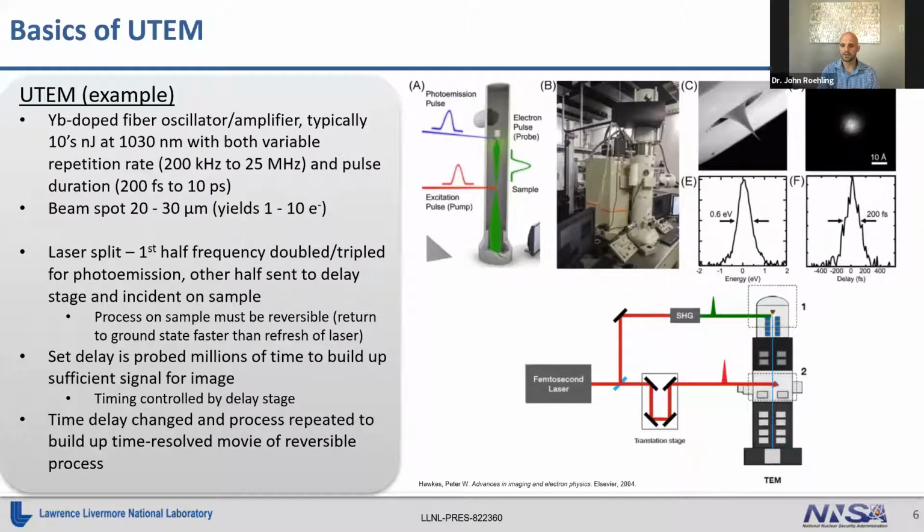You take this laser beam and split it into two parts, and you send one part to a second or third harmonic generation. This bumps up the photon energy to a high enough energy where it can cause photoemission from a photocathode. The photocathode is shown up here in picture C. This structure is very similar to what you'd see from a normal TEM tip. It's a very sharp tip, so you get a very coherent beam. The laser spot itself is very small, 20 to 30 microns, and this shines onto this tip.